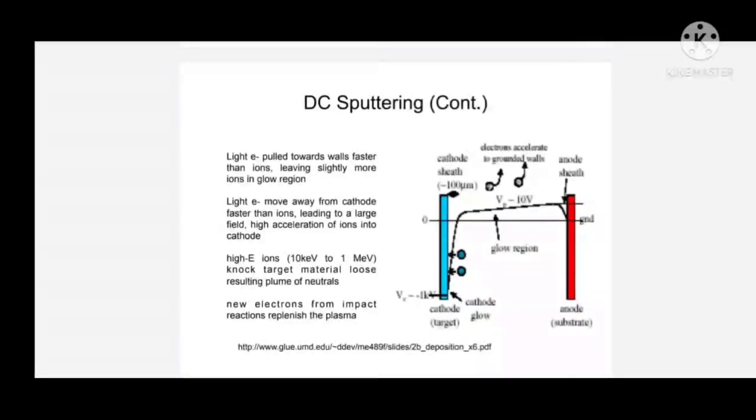Light electrons are pulled towards the walls faster than ions, leaving slightly more ions in the glow region. Light negative electrons move away from the cathode faster than ions, leading to a large field. High acceleration of ions into the cathode. High energy ions knock target material loose, resulting in a plume of neutrals. New electrons from impact reactions replenish the plasma.